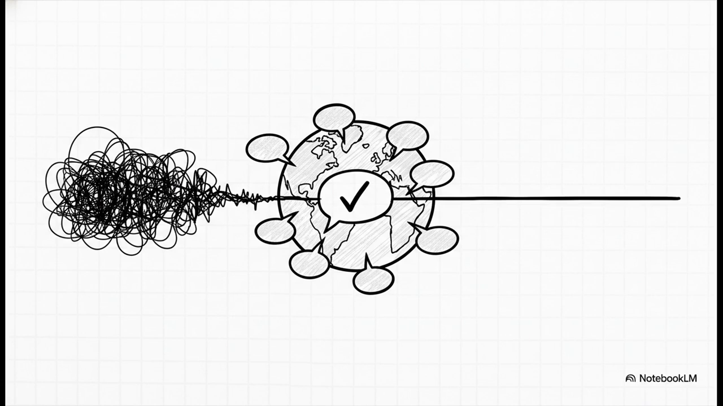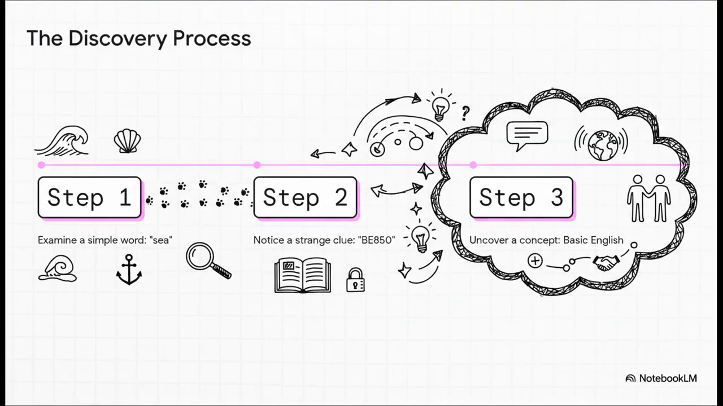And the whole point of this? It's all about clarity. It was designed as a tool for international communication, for teaching English, and for just making really complex ideas easy for anyone to understand. It works by stripping language down to its absolute bare essentials. So let's just recap how we got here, because it's pretty cool. We started with one simple word, "see." We noticed a weird little clue, BE 850, and that clue led us to uncover this massive, fascinating concept, Basic English, all from just looking closely at a dictionary page.